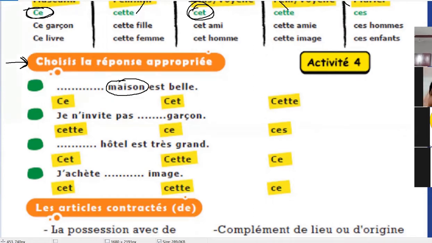Okay. Suppose that I have Google Translate in my hand. I will open it like this. Maison means house. If you don't know, you will open your Google Translate. You will click here. You will choose French. You will write here maison. And you will get the English meaning. Maison means house.